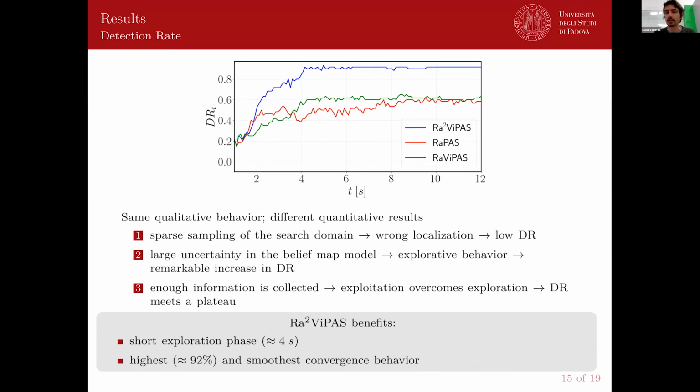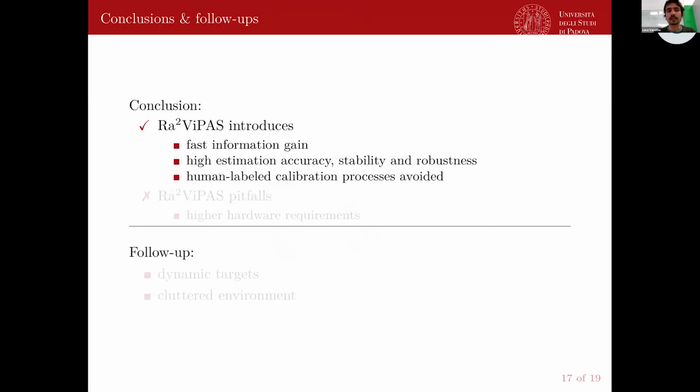And finally, we can draw conclusions. The proposed approach, the radio-visual approach, achieves a higher detection rate, approximately 92% against approximately 60% of the other two, with a very fast exploration phase. So we can conclude that our approach is very efficient in terms of speed in the exploration phase, but also in terms of accuracy, stability and robustness of the final result.